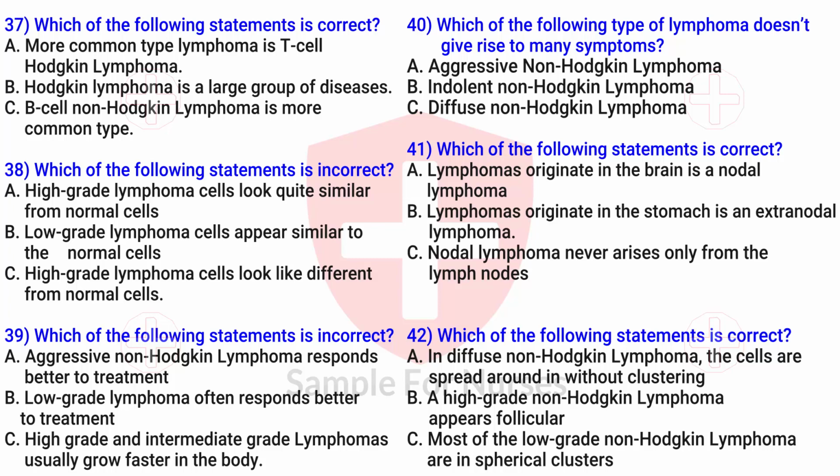The majority of lymphomas are nodal lymphomas. That means they originate in the lymph nodes. However, it is possible for lymphomas to arise from anywhere else. When the lymphoma is mainly present in nodes, it is called nodal disease.